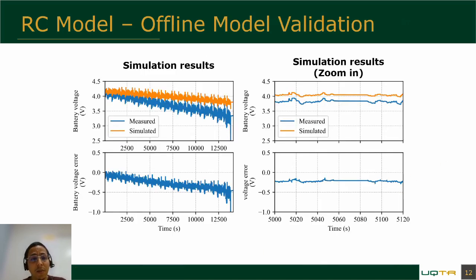Since the parameters of the model have been estimated offline and do not change with the battery state of charge, the performance of the model is affected, and there you can see there is an offset between the measured voltage and the model voltage.